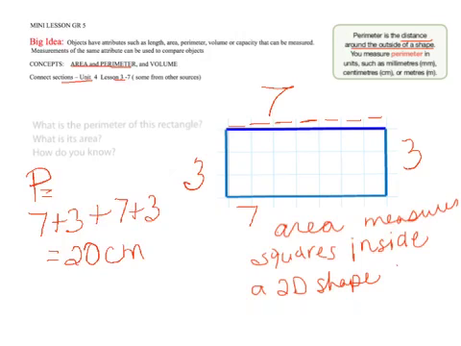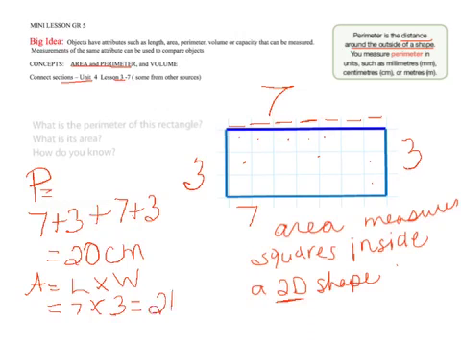Whereas area, which is measuring the inside of the shape, how many squares cover the inside of a 2D shape, we could just count them. 1, 2, 3, 4, 5, 6, 7, 3 rows of 7, so 7 and 7 is 14, plus another 7 is 21, so our area is 21. Or we could realize that if we multiply the length times the width, we will end up with the area. So 7 times 3, which would equal 21.